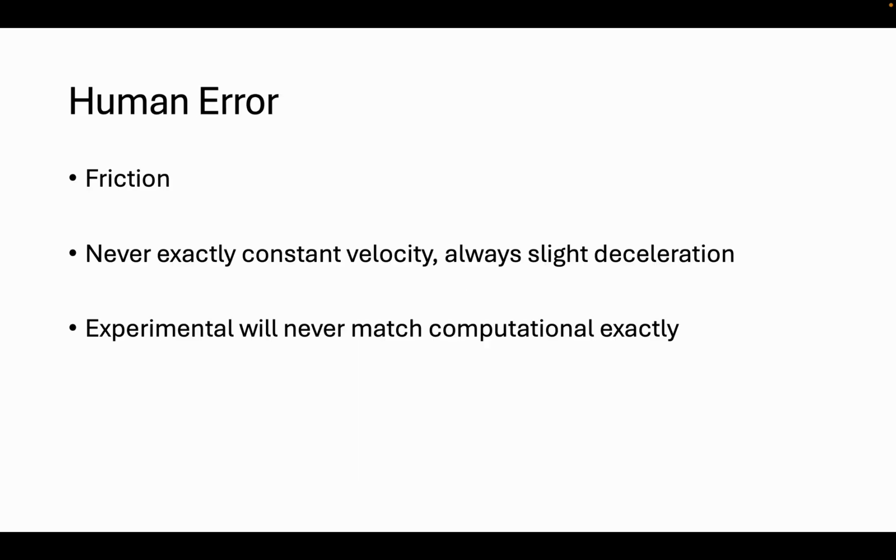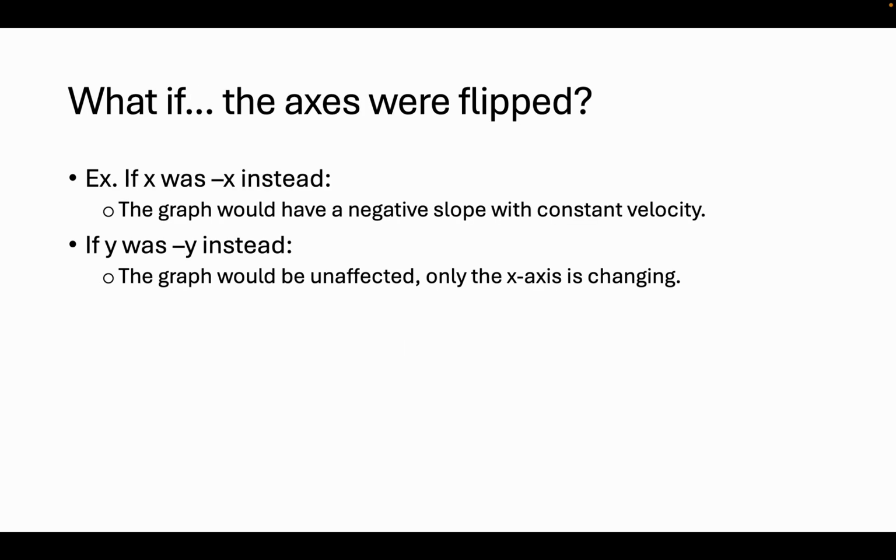So obviously there is human error. There's always going to be a slight friction in the real world. We're never going to have exactly constant velocity. There's always going to be a slight deceleration, and the experimental will never completely match the computational because of this human error of the slight video altering, but it was a pretty close match in this experiment.